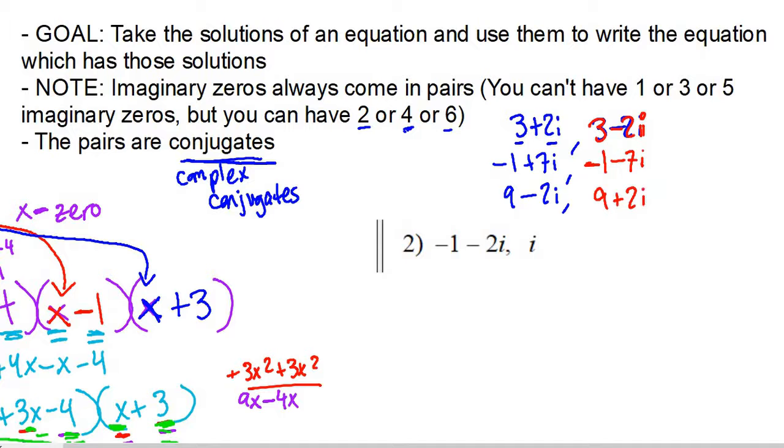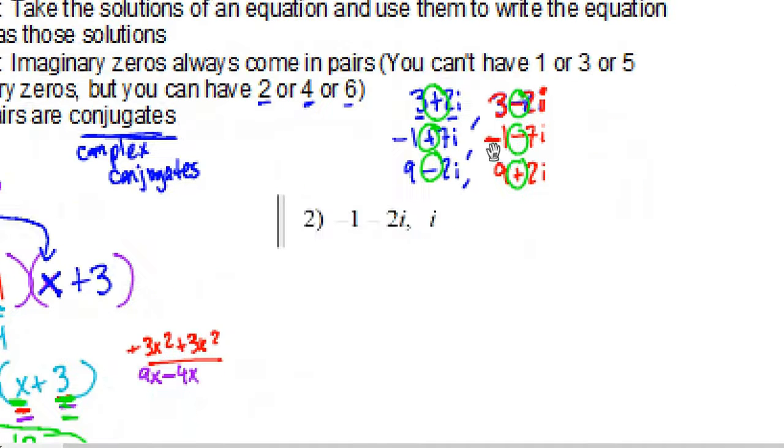So the only thing we're doing in every case is we're taking this middle sign, plus, and changing it to minus, or if it's minus, we're changing it to plus. We just reverse those. Okay, why do they come in conjugate pairs? That's kind of an interesting question.